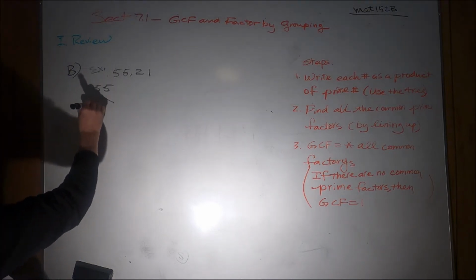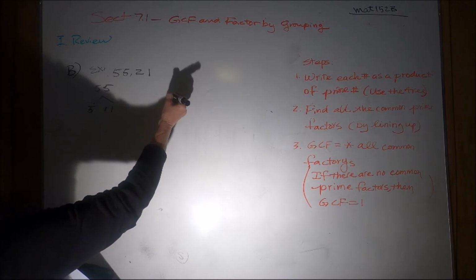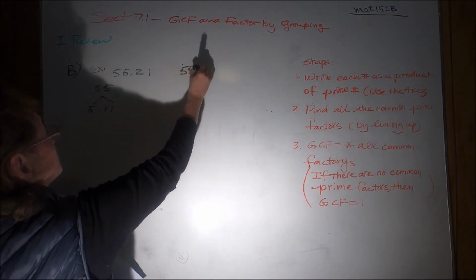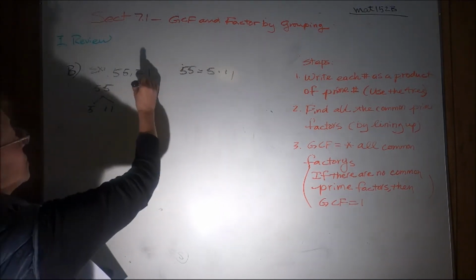55 would be what? 5 and 11. So you write 55 equals what? 5 and 11.